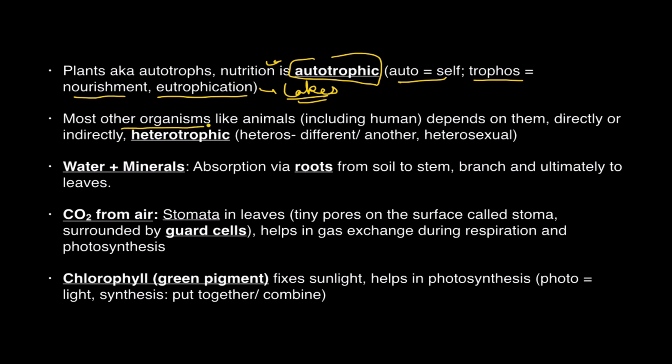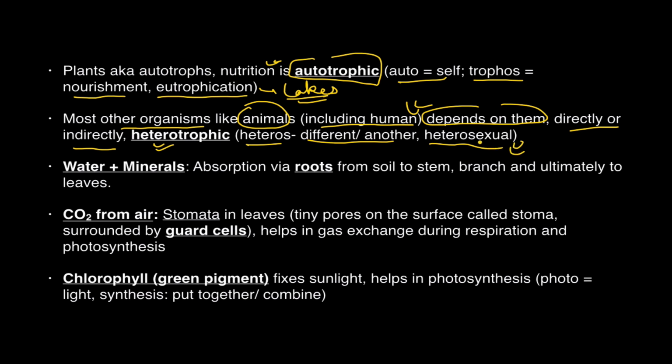Now most other organisms like animals, including human beings, depend on them directly or indirectly. Is that absolutely understood? Most other animals will depend on them either directly or indirectly. That is why they are called heterotrophic. So heteros means different or another. For example, heterosexual means those who are attracted to a different sex, not the same sex. So heteros means different or another.